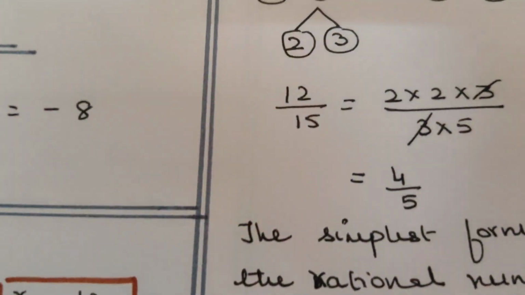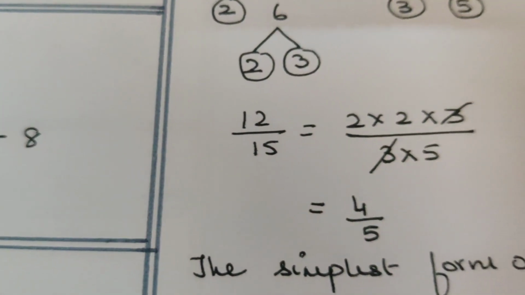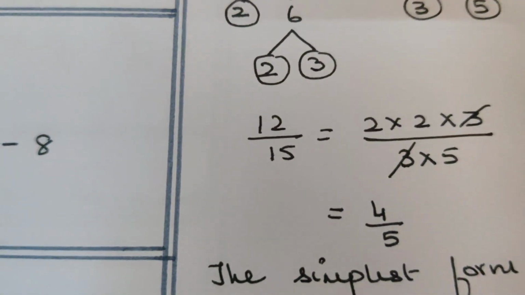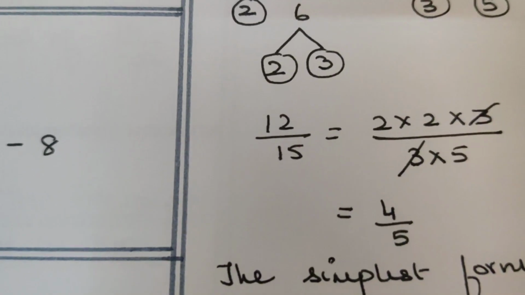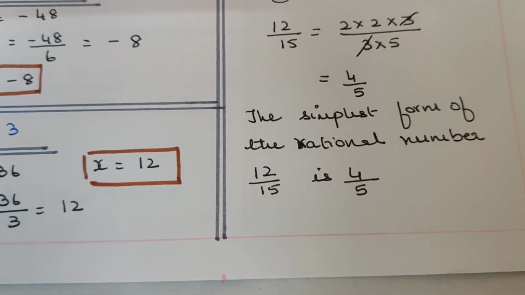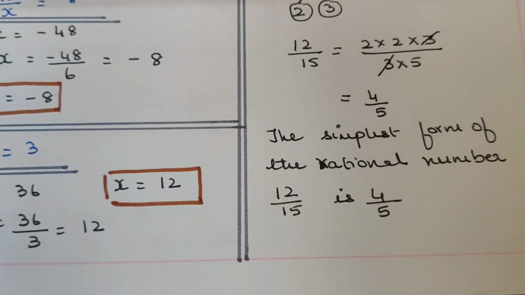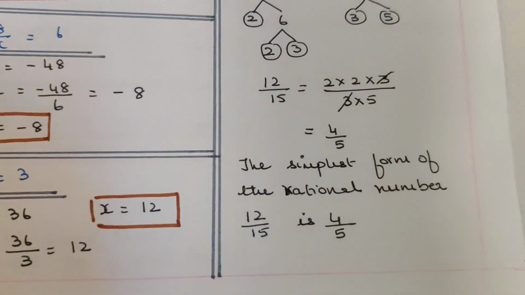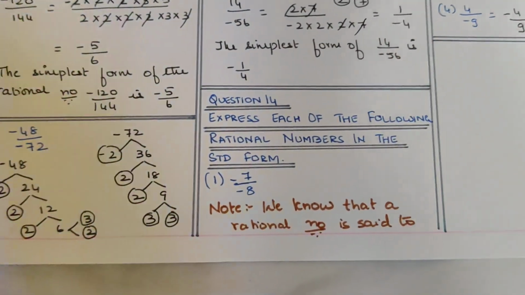So what do we do? 12 by 15 is equal to 2 into 2 into 3 by 3 into 5. Therefore 3 and 3 get cancelled. 2 2s are 4 divided by 5. Therefore the simplest form of the rational number 12 by 15 is 4 by 5. So these are the concepts of last year. If you have learned prime factorization and if you remember prime factorization, this is what we will be doing.